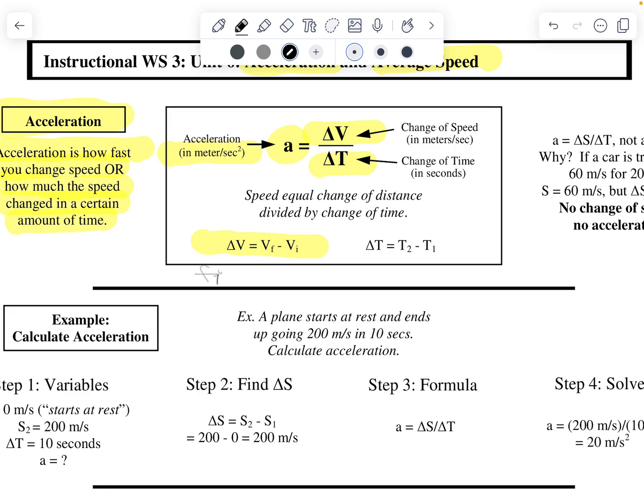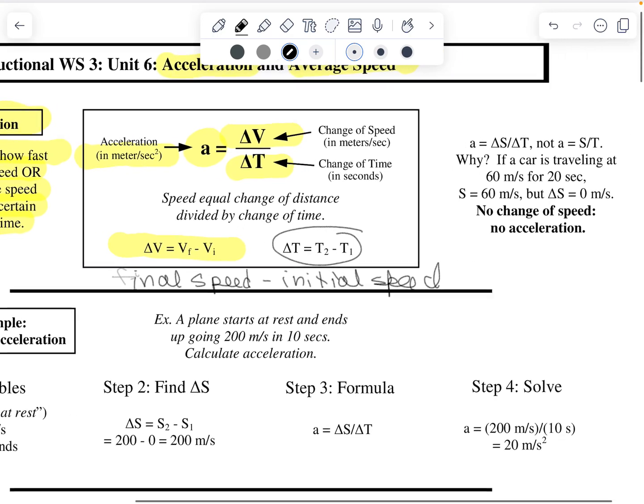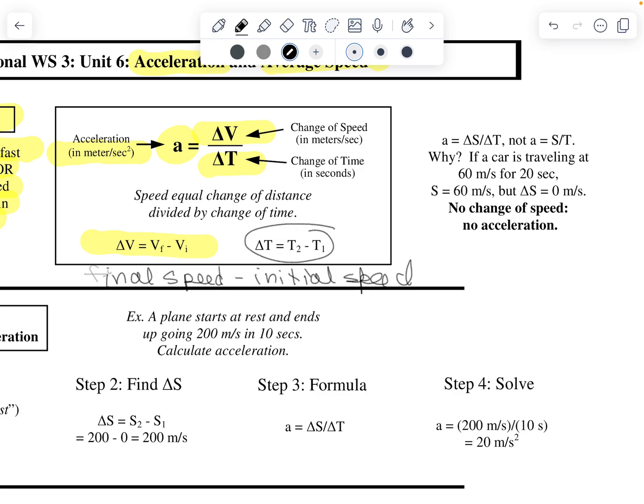Let's go to that. Final speed minus initial speed. Most of the time, you're going to start at time 0. So the time passed is what you're going to be looking at. Now, let's get back to working on this.